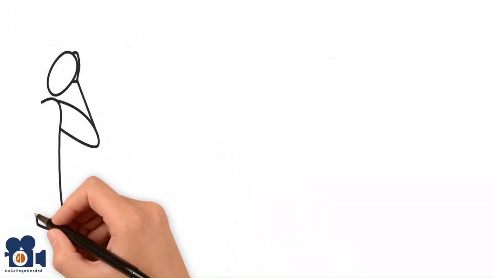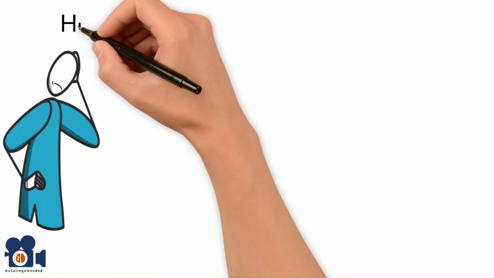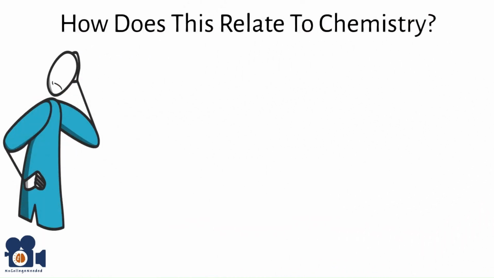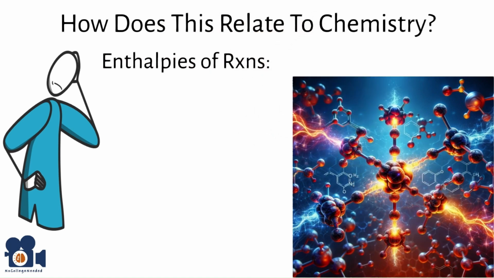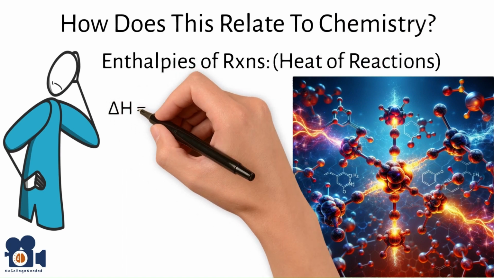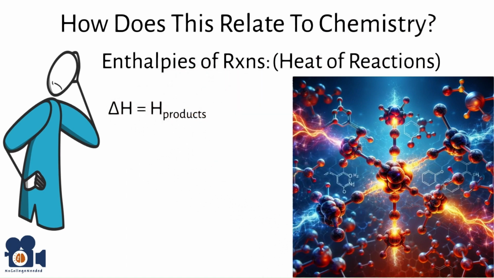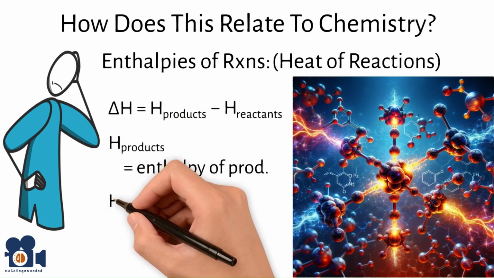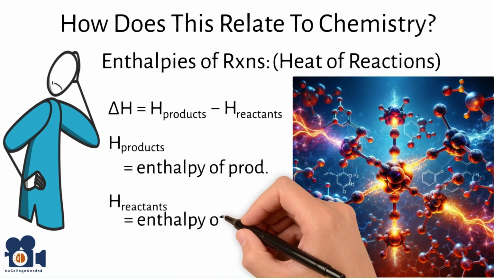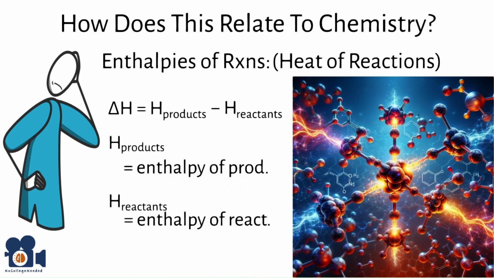All of this might seem like it doesn't relate to chemistry at all, so why then talk about it? I'm bringing this up because during a chemical reaction, there are changes in the heat exchange of the molecules, which we call enthalpies of reactions, sometimes referred to as heat of reactions. Chemists define this as delta H equals H products minus H reactants, where H products is the total enthalpy of the products and H reactants is the total enthalpy of the reactants.